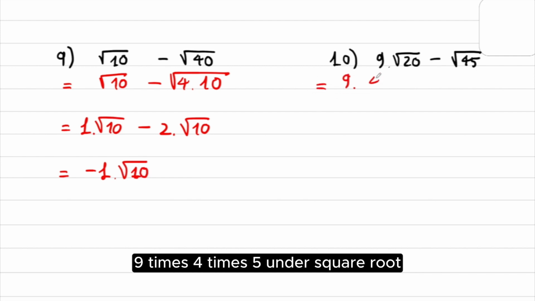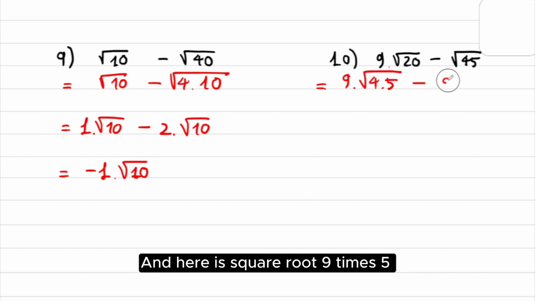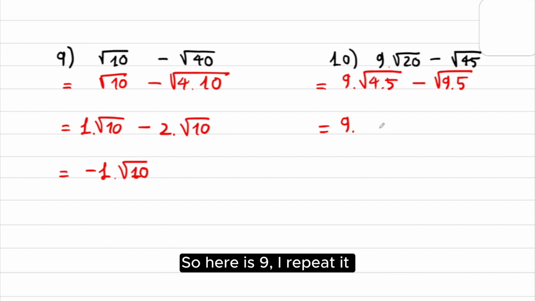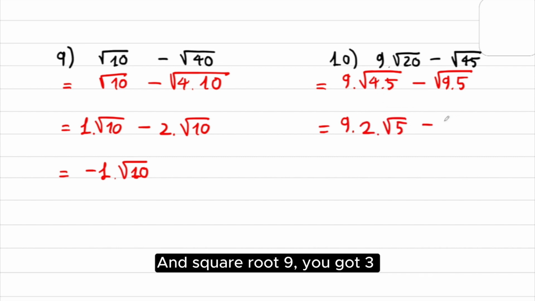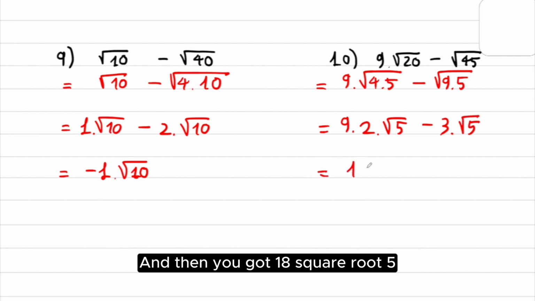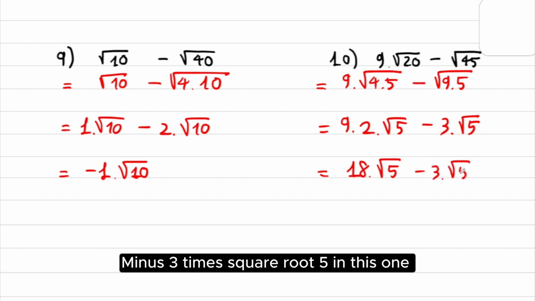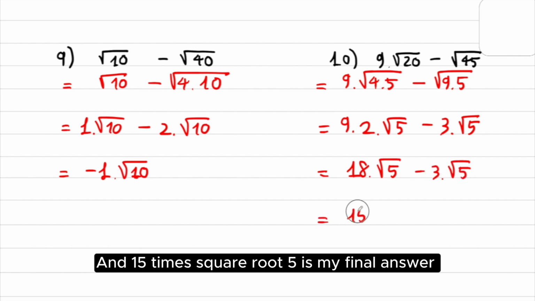9 times 4 times 5. 4 times 5 under square root. And here is 9 times 5. Okay, so here is 9 and square root of 4, you get 2 square root of 5. Square root of 9, you get 3 square root of 5 and repeat. And then you get 18 square root 5 minus 3 times square root 5 in this one, and 15 times square root 5 is my final answer for this question.